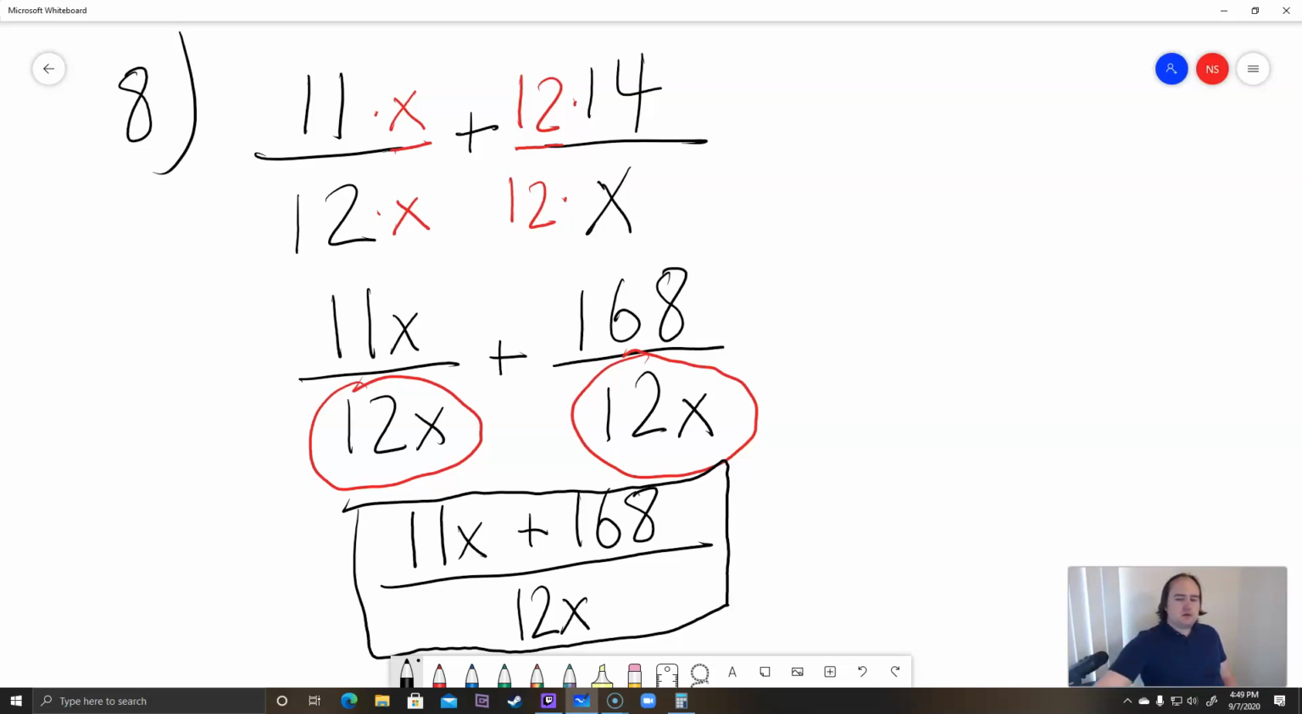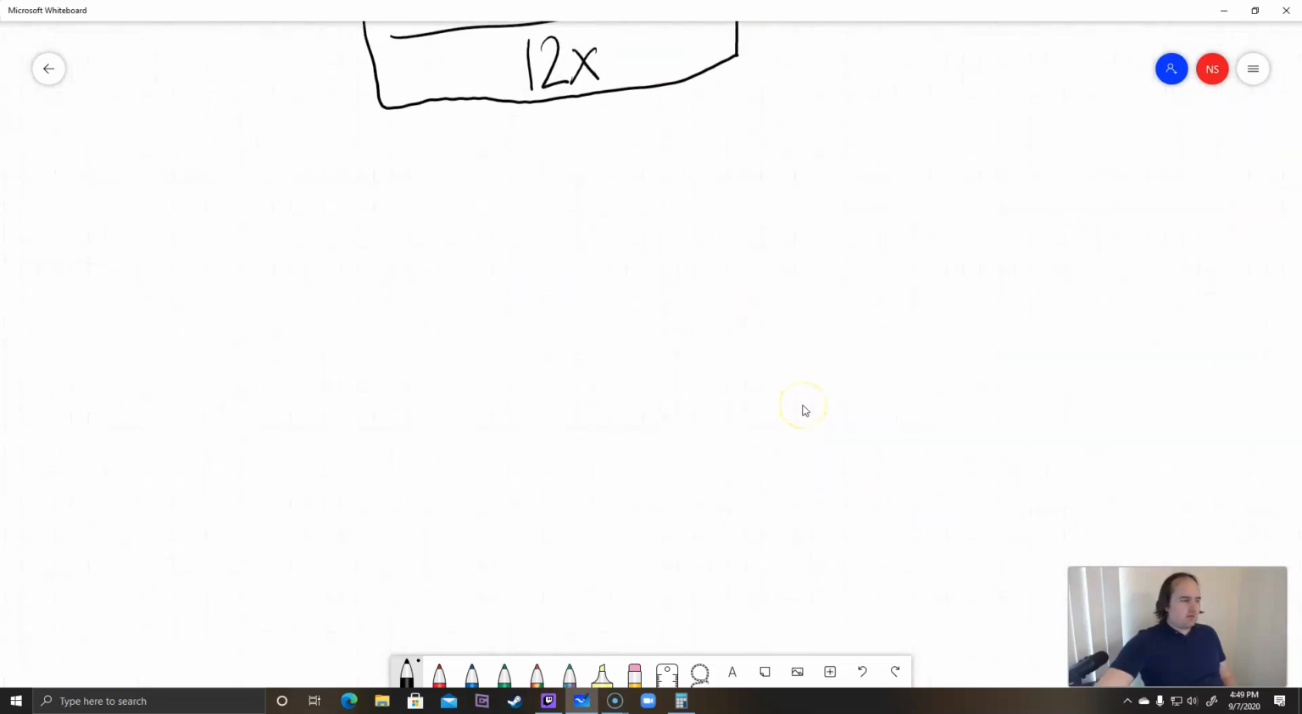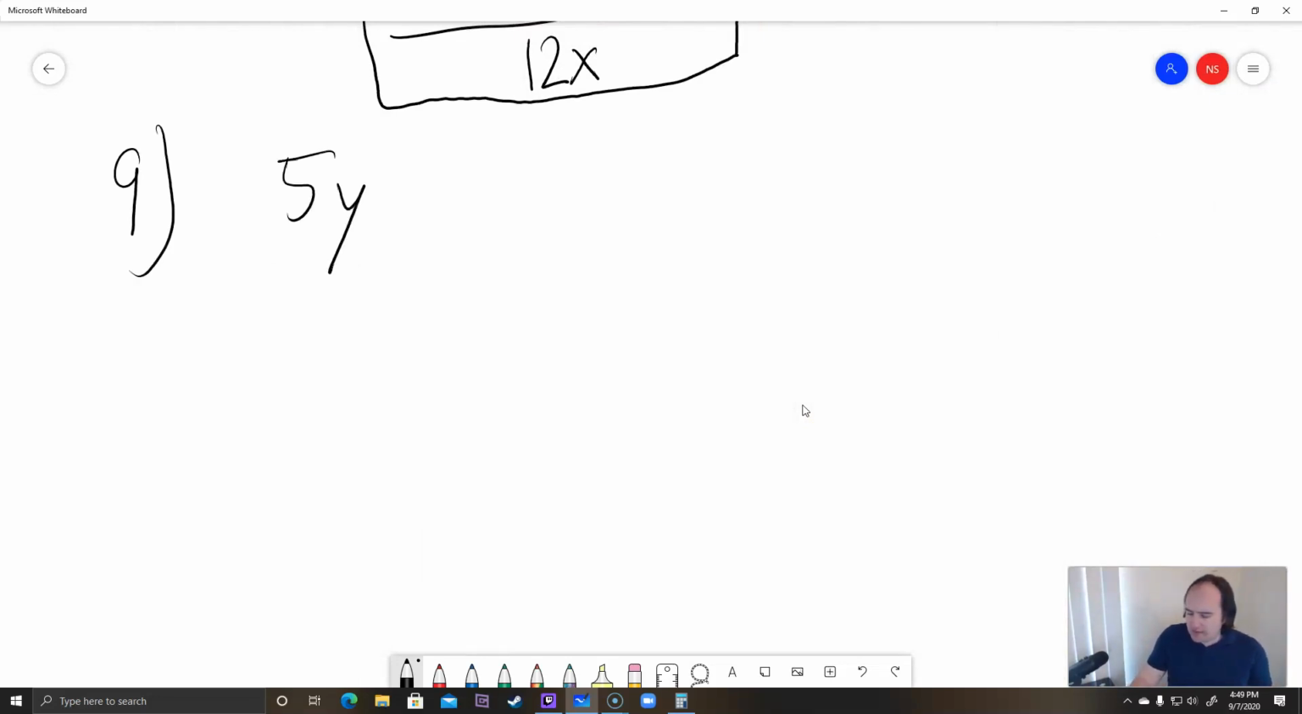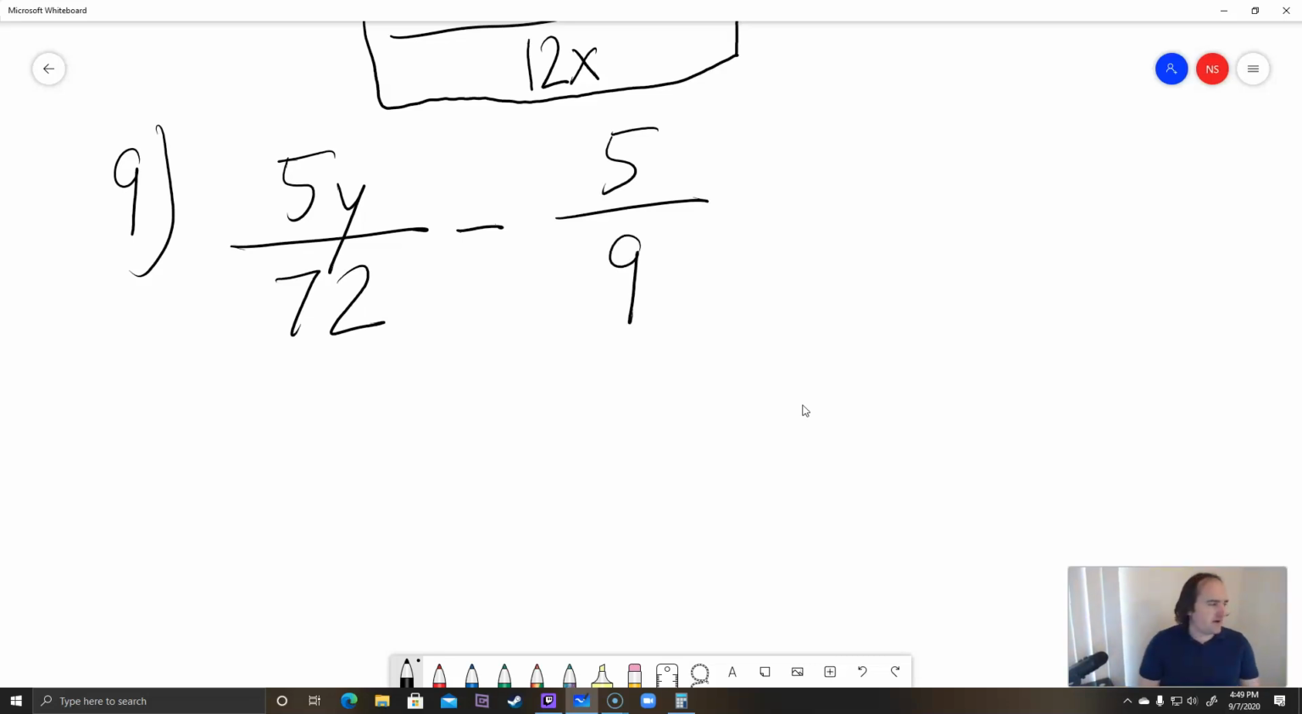Okay, so I think I'm just going to do one more example. Okay, so this is problem number 9, example number 9. For this one, we have 5y over 72 minus 5 over 9. Okay, 5y over 72 minus 5 over 9. So once again, you want to look at these denominators and see what you're missing.